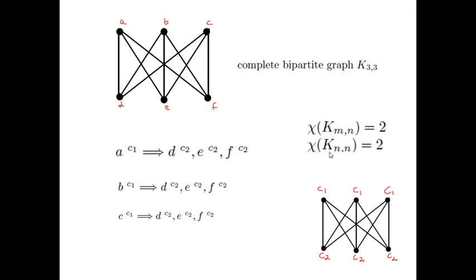So the chromatic number of K n,n is also 2 colors, and if you take K m,n, that is 2,3 or 3,4, etc., whatever the complete bipartite graph may be, its chromatic number is 2.